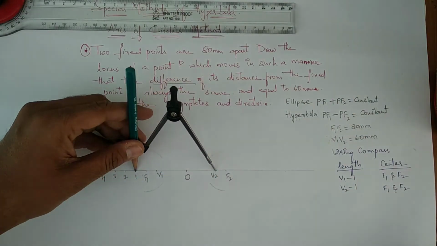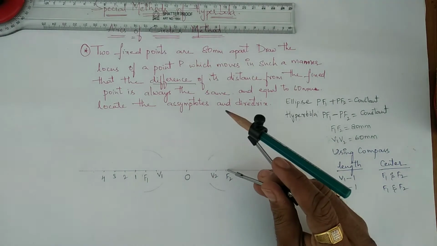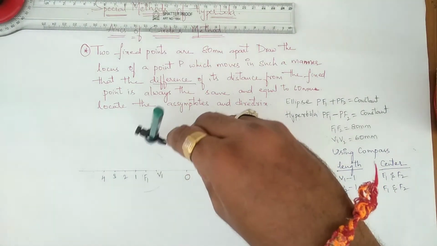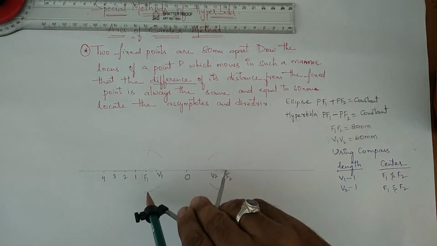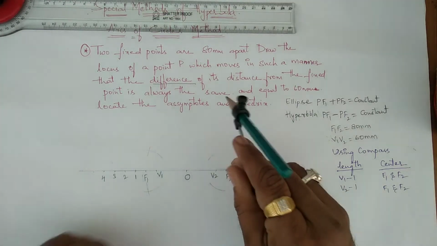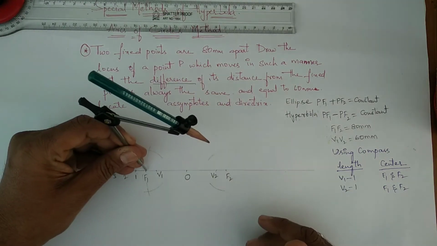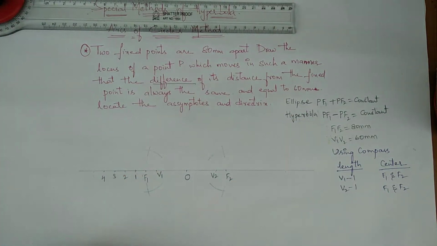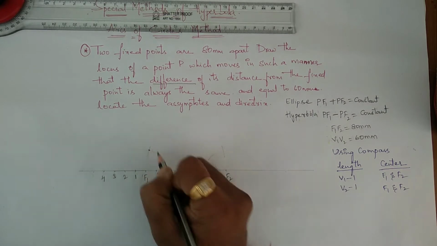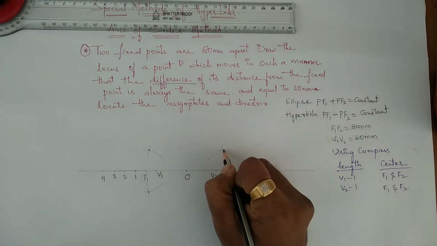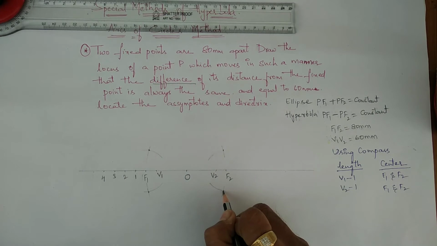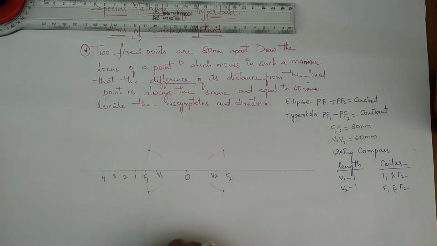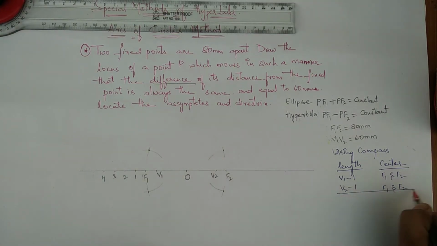Measuring the length, F2 as a center, intersect the previous arcs. Now same, F1 as a center, intersect the previous arcs. So right now mark the corresponding points. Here what I have got is 1 point, here 1 point, here 1 point. Similarly, in the same manner, the first corresponding point is done.